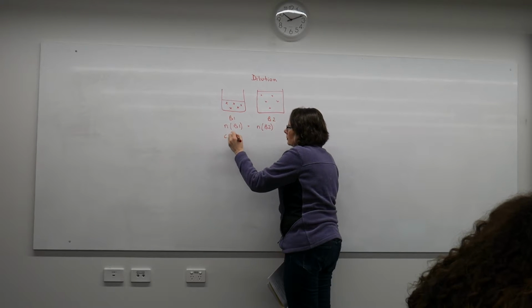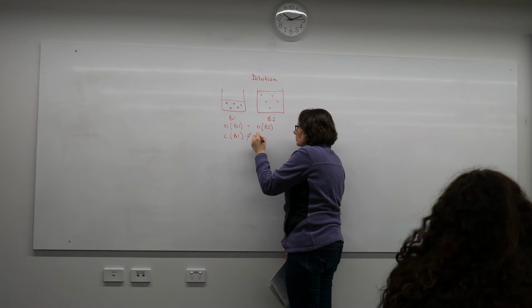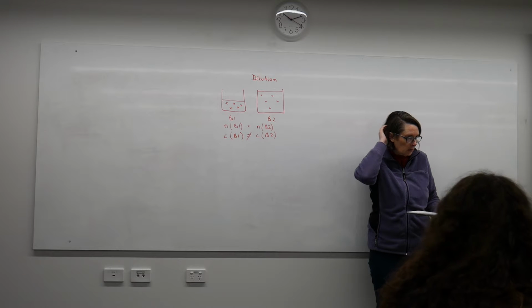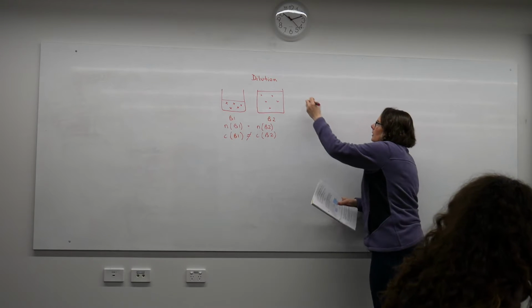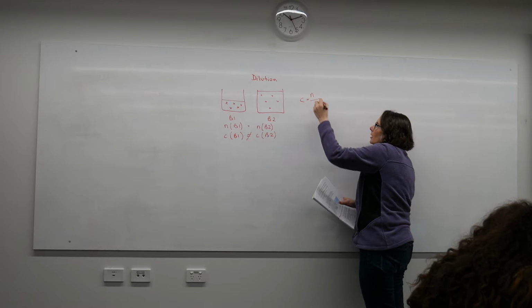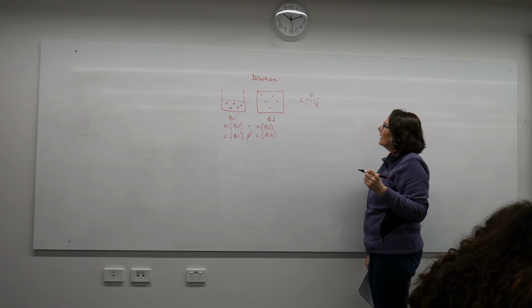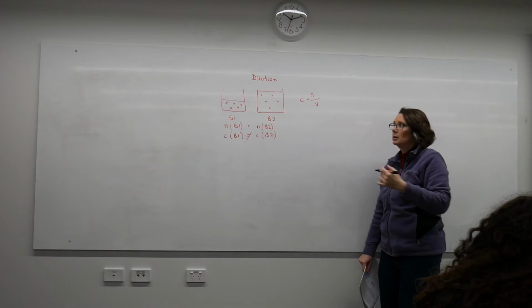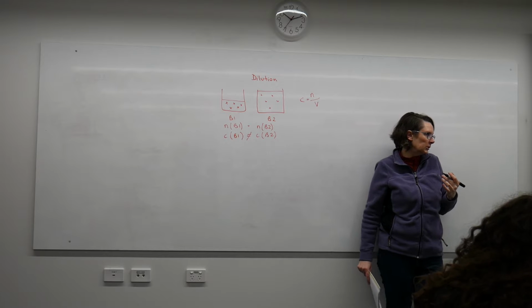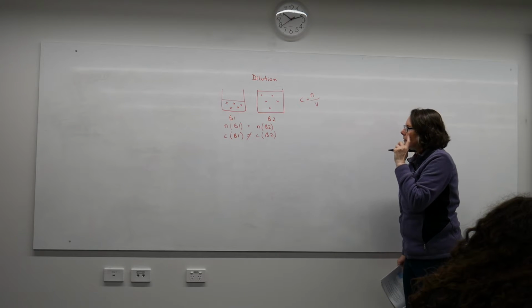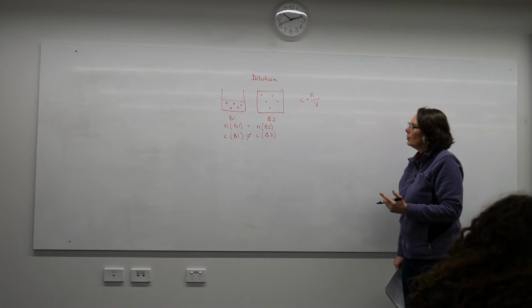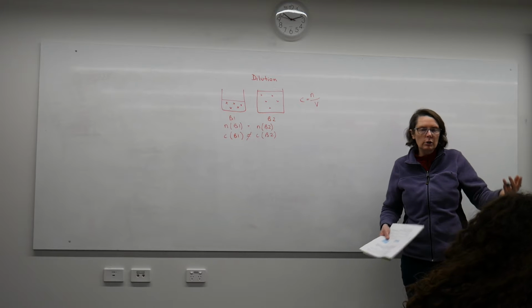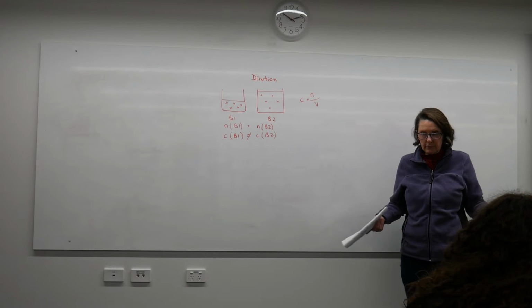So the concentration of beaker 1 is not equal to the concentration of beaker 2, because we've got these different volumes of water. Okay, remember that concentration is equal to the moles divided by the volume. So as we increase the volume, we're going to decrease the concentration if we keep the number of moles the same.